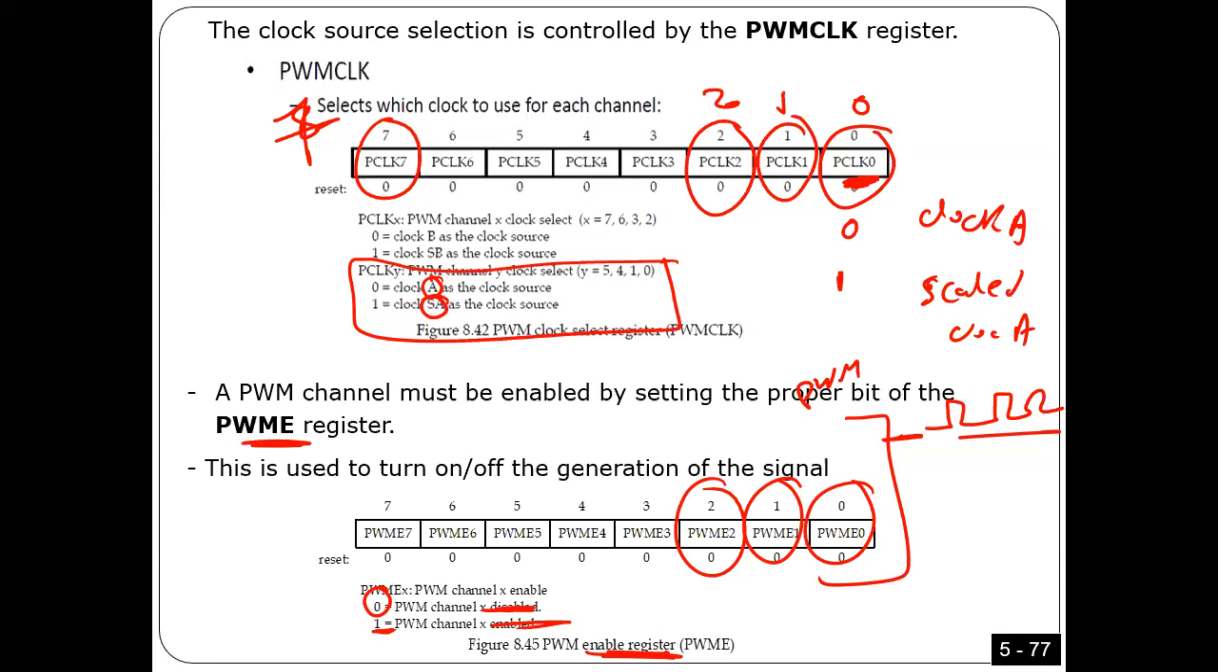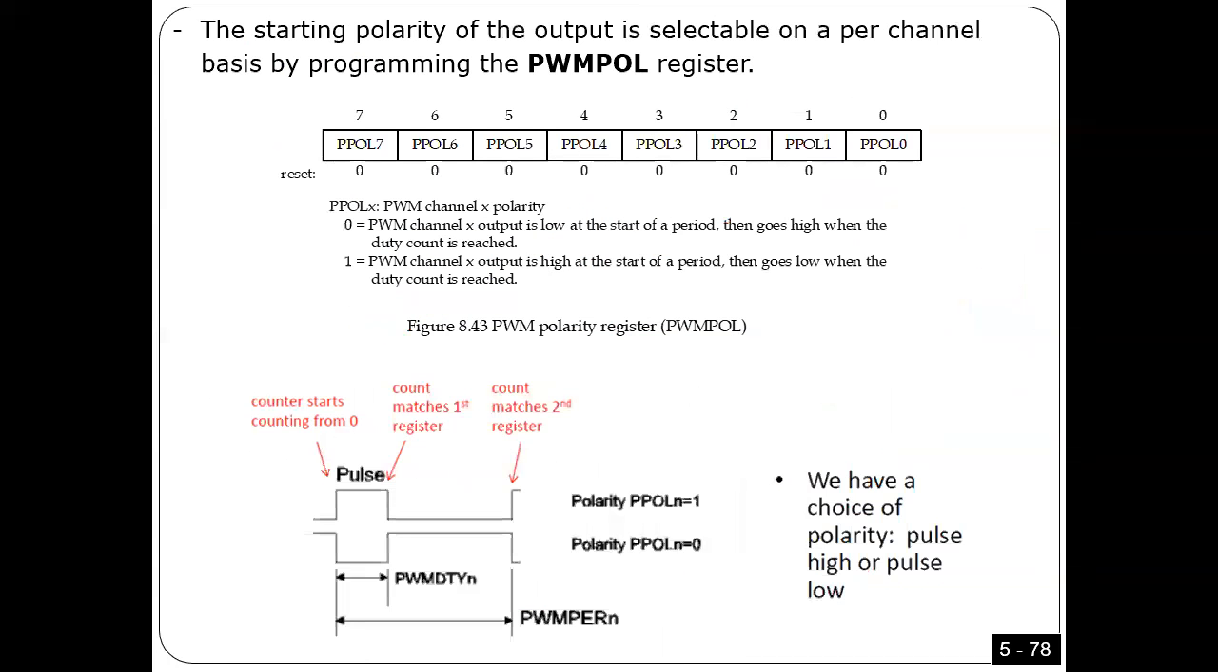Okay, no signal. I'm not going to stop the signal; there is no generation of the signal. Enable means you generate the signal. Okay, very easy. So we have 8 bits here. For every bit you can enable or disable the signal.